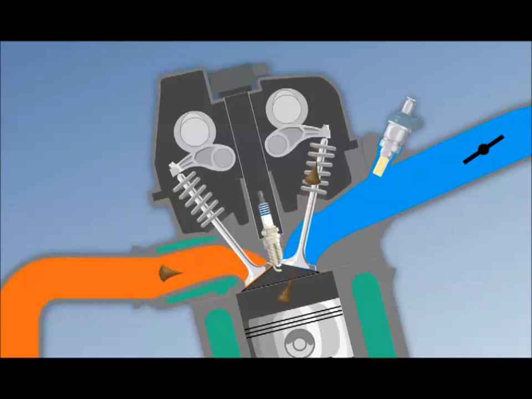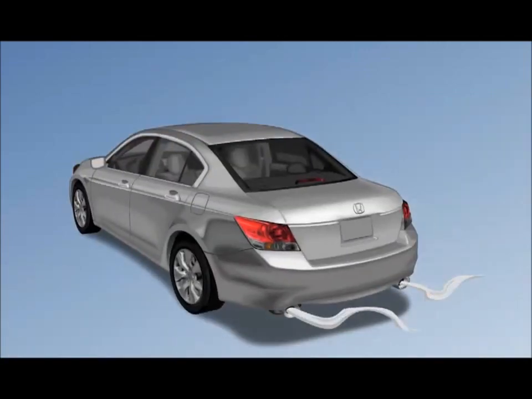Worn valve guides allow oil into the intake or exhaust system. Worn or sticking cylinder rings pass oil from the crankcase into the combustion chamber. In each case, the oil is burned in the combustion chamber or exhaust system and exits through the exhaust pipe.